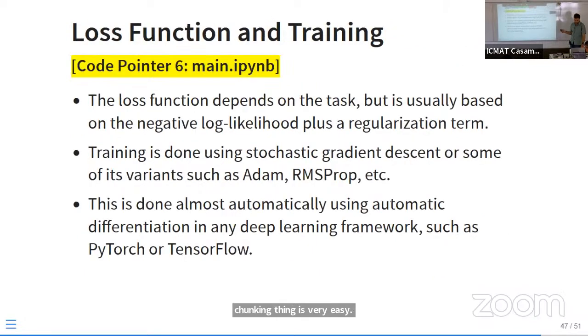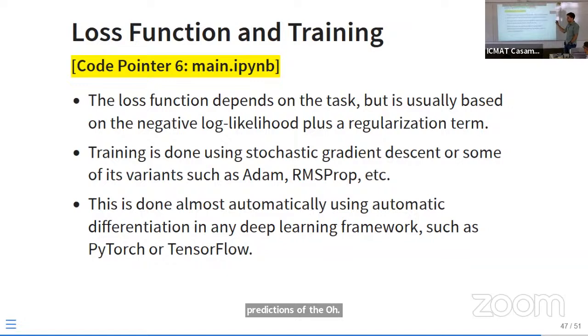Definitely. Okay, so once we have defined our architecture, with its many parameters, the output layer and so on, the rest of the things I'm not going to talk about because we don't have enough time. But the loss function that we use depends on the task, and is almost always based on negative log likelihood plus a regularization term. And the training is done via stochastic gradient descent.